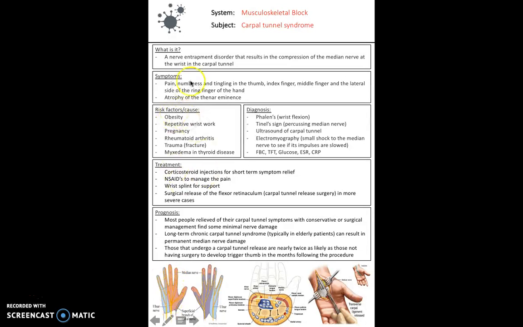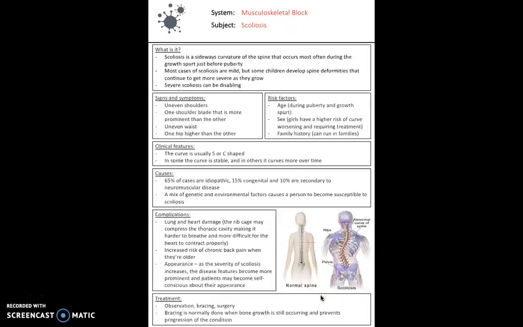The risk factors for carpal tunnel syndrome include obesity, repetitive wrist work, trauma, and there's also a link to myxedema and thyroid disease, and there are different tests you can do both clinically and investigations in order to diagnose carpal tunnel syndrome. It's important to treat it either with corticosteroid injections for short-term symptom relief, NSAIDs to manage the pain, and if it's more severe you may want to do a surgical release of the flexor retinaculum, which is that quadrant band which overlies the carpal tunnel, and releasing this decreases the pressure within the carpal tunnel.